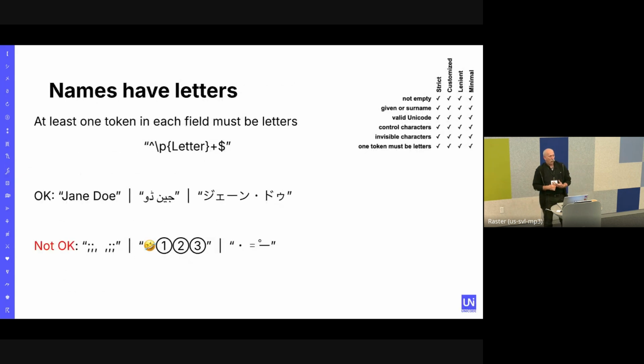A name has to have letters. So at least one of the tokens has to have letters in it from beginning to end, just straight letters. These are examples: this is Jane Doe in Latin, Arabic, and Japanese. Those are okay. But if you have fields that come in that are just punctuation or emoji and mathematical characters and so on, that would not be okay.